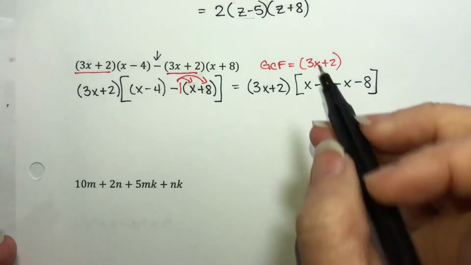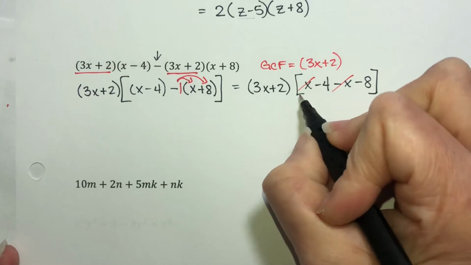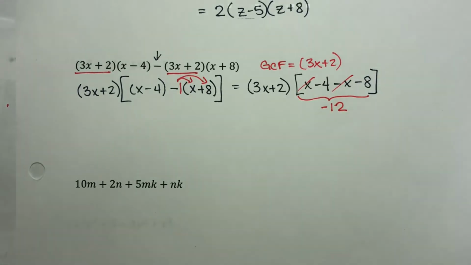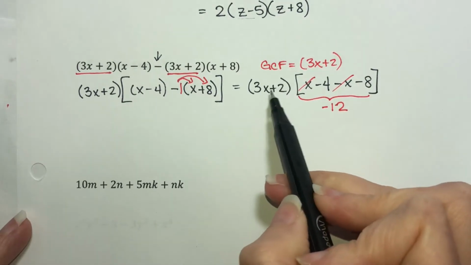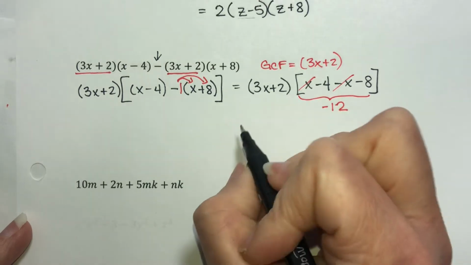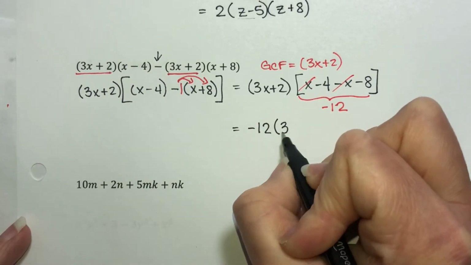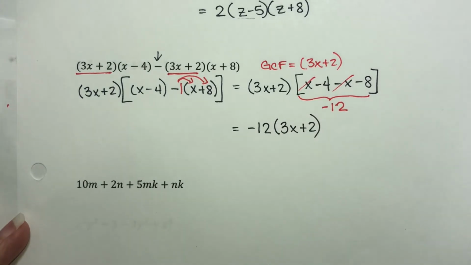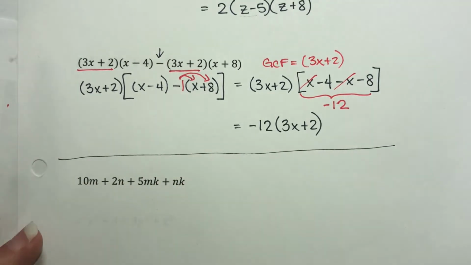Okay, so here I have x minus x, that cancels out, and this whole thing is just going to be a negative 12. Now we normally write a monomial in front. This is 3x plus 2 times negative 12, and we would normally write that negative 12 in front so that we get this. Okay, so all of this was GCF.